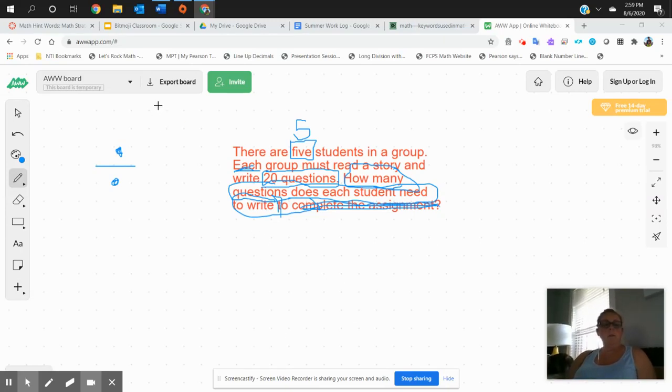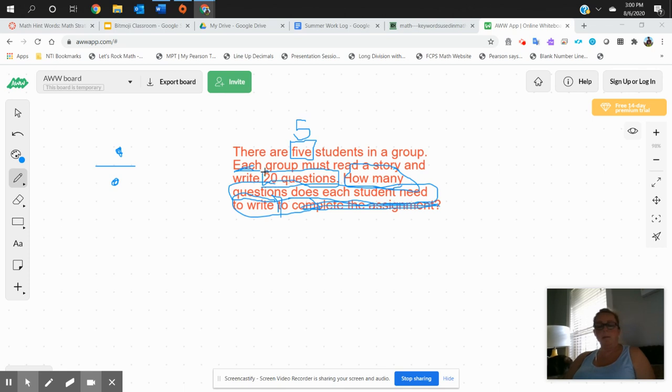So remember at the end of video 1, we looked at the word each and we decided that we're probably going to divide. And when we divide, we take a big group and we make it into a smaller group. So knowing what we know, we need to look at our biggest number, which is 20. We know that our answer is not going to be more than 20. It's going to be less than 20.